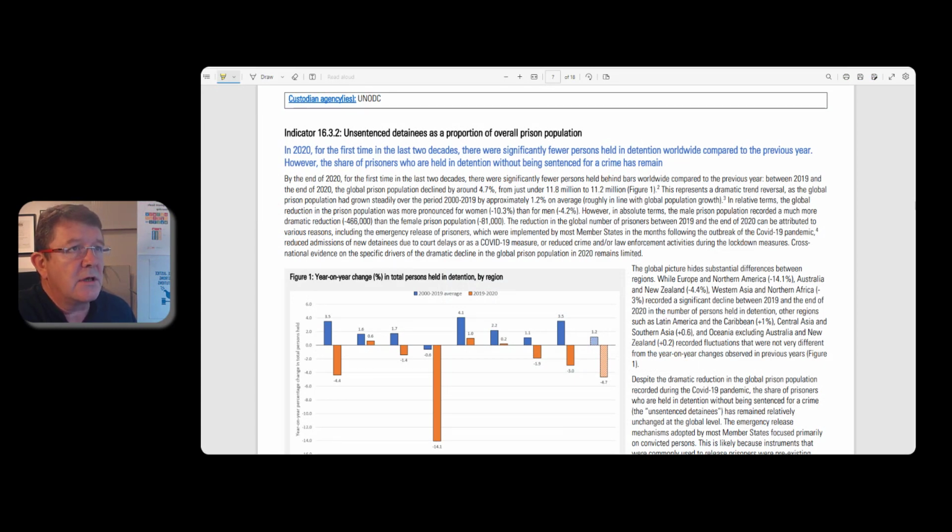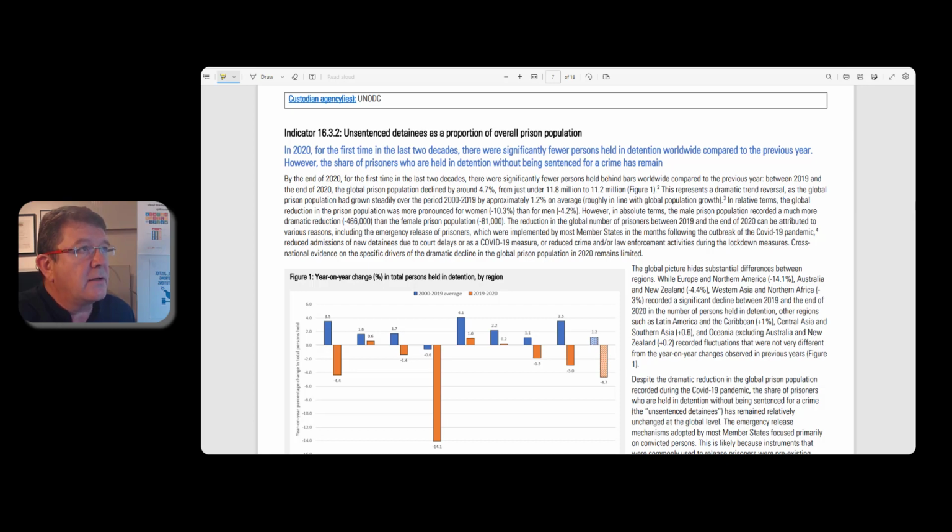So it introduces it by saying in 2020, for the first time in the last 2 decades, there were significantly fewer persons held in detention worldwide compared to the previous year. However, the share of prisoners who are held in detention without being sentenced for a crime has remained. The reduction in the global number of prisoners between 2019 and 2020 can be attributed to various reasons, including the emergency release of prisoners, which was implemented by most members following the outbreak of COVID-19, and reduced admission of new detainees due to court delays as a COVID measure, or reduced crime and/or law enforcement activities during the lockdown.